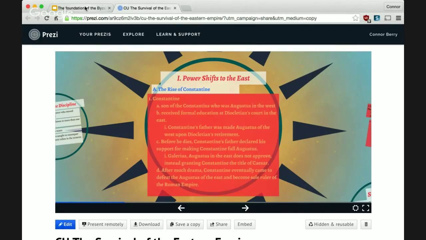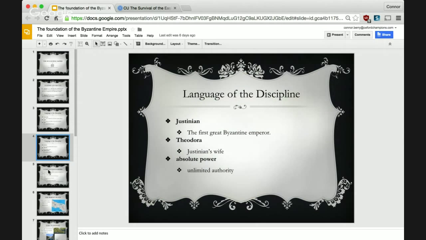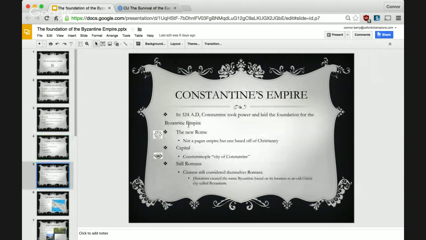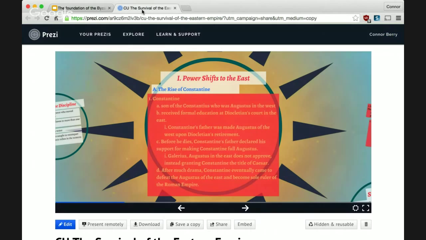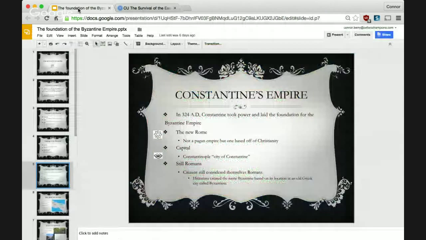Okay, now if we go back to our PowerPoint, you can see that we have a similar thing. 324 AD, Constantine took power and laid the foundation for the Byzantine Empire. Now we're talking about what Constantine did. In the Prezi, we have a little bit more about how he became emperor, and this one goes right into what he did. So let's keep going through our PowerPoint. Now, it's not the Byzantine Empire yet, because it's still the Roman Empire.